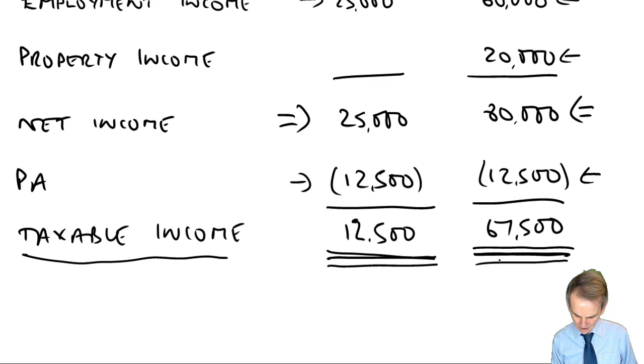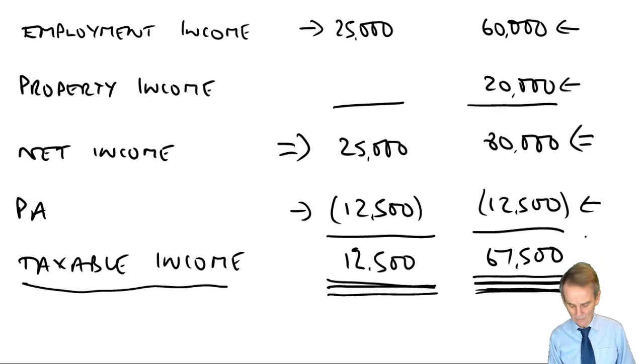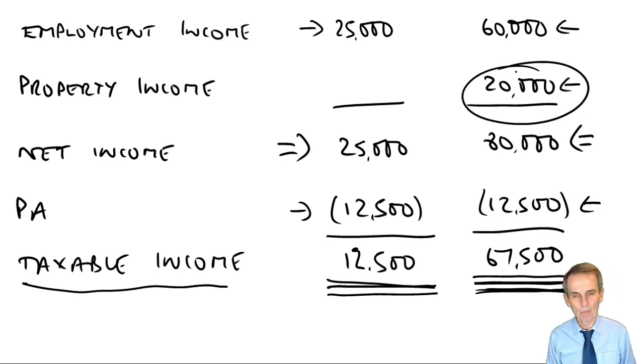But on that basis, in the 67,500, the first 37,500 would be at basic rate. 30,000 of that 67,500 would therefore be at higher rate. So that 20,000 property income, effectively all in her hands, is now being taxed at 40%. So that means that on that £20,000, they are effectively suffering 40%, £8,000 in tax. That is a lot of tax to pay. So what could be done?